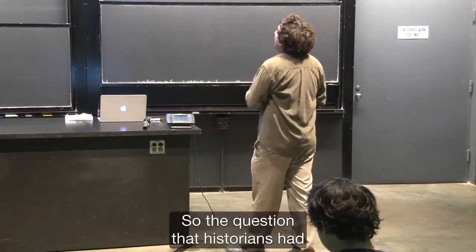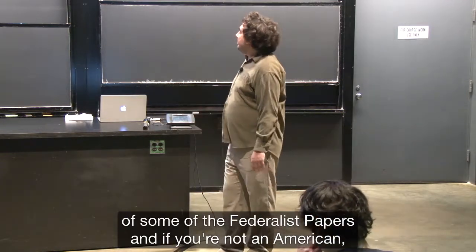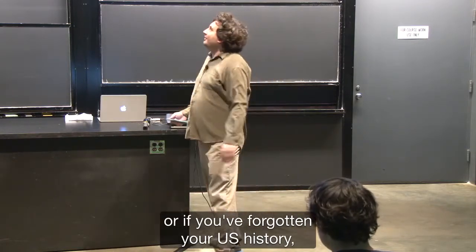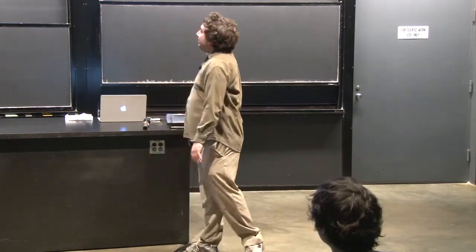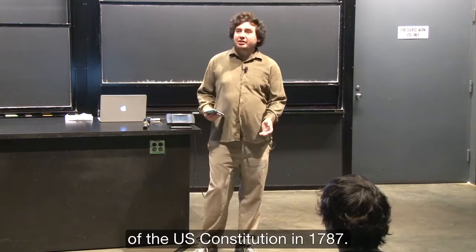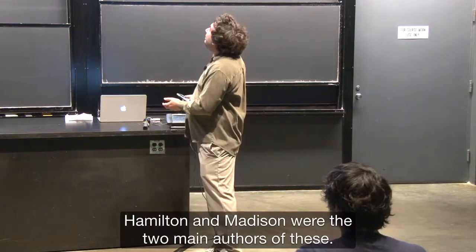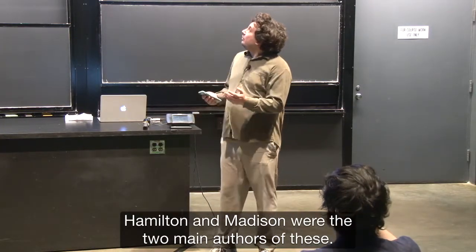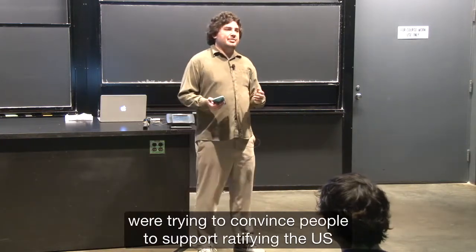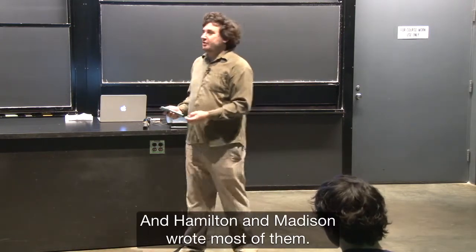So the question that historians had been debating for a long time was the authorship of some of the Federalist Papers. If you're not an American, or if you've forgotten your U.S. history, these are very important documents from when they were trying to get ratification of the U.S. Constitution, in 1787, I think. Hamilton and Madison were the two main authors of these. They wrote this series of essays that were trying to convince people to support ratifying the U.S. Constitution. Hamilton and Madison wrote most of them.